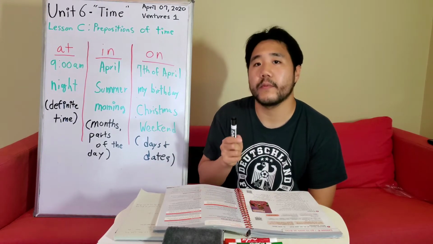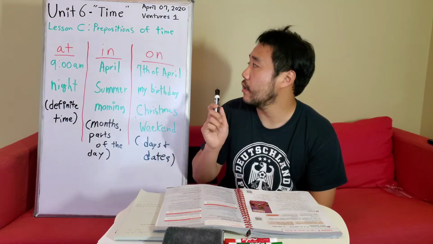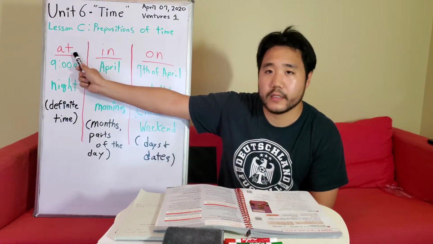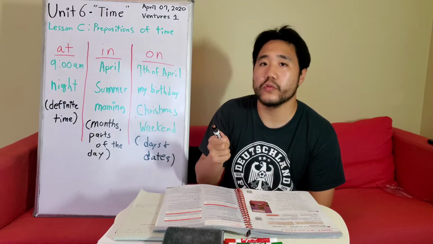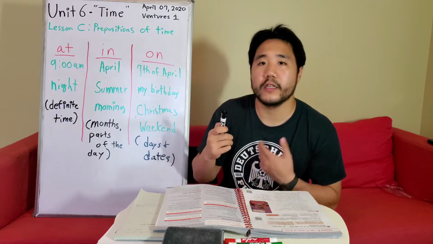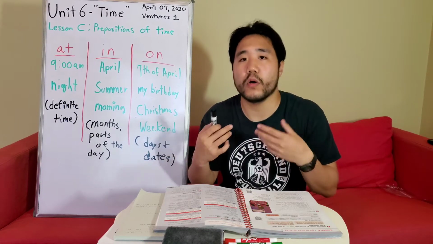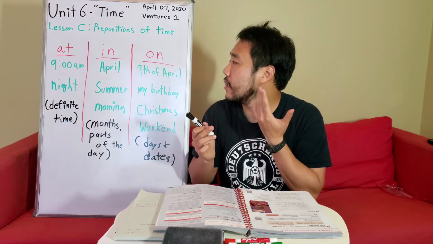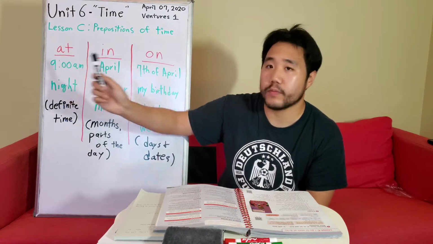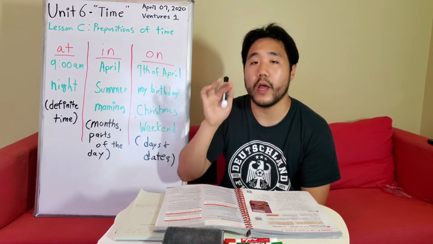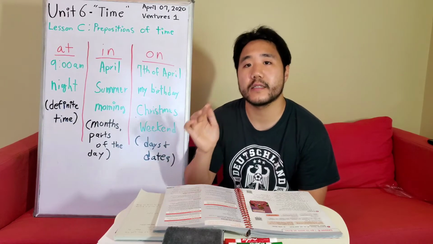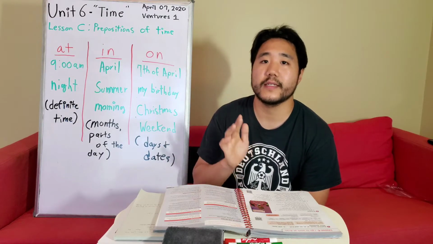As I said before, we have three prepositions of time. First, at. At is used for a definite time. So anything to do with clock time, we want to use at as our preposition. So at 9 o'clock. We say at 8 o'clock. At 6:32.